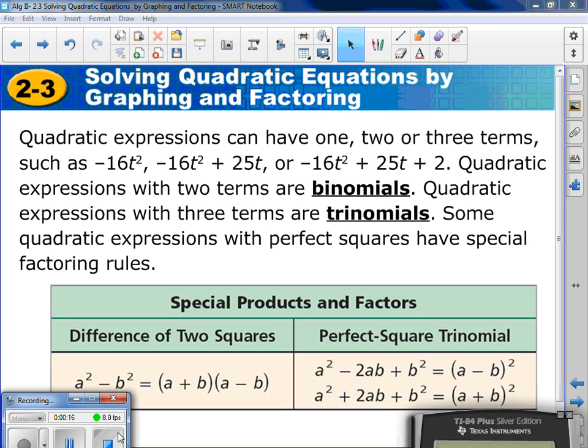The difference of 2 squares, where a squared minus b squared equals a plus b times a minus b. We also talked about the perfect square trinomials. A squared plus or minus 2ab plus b squared equals a plus or minus b squared.